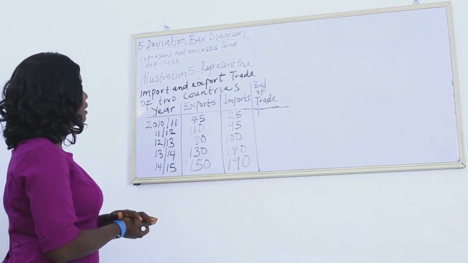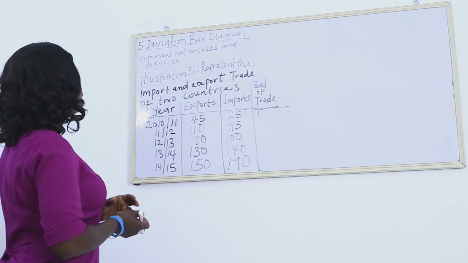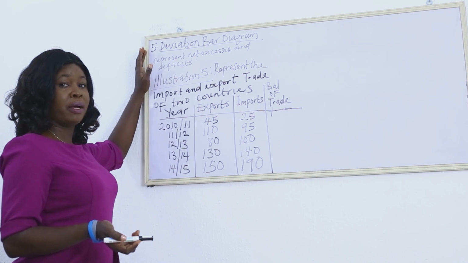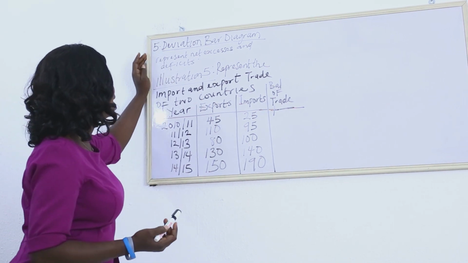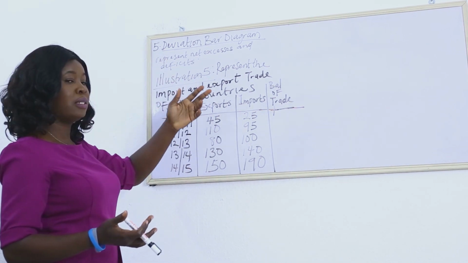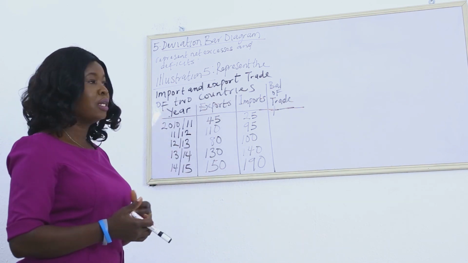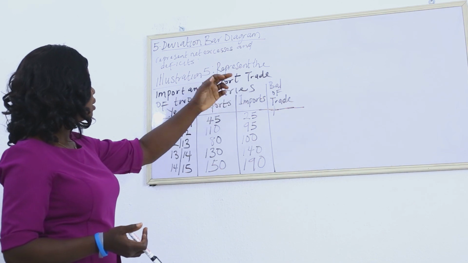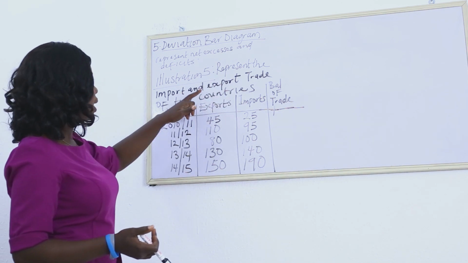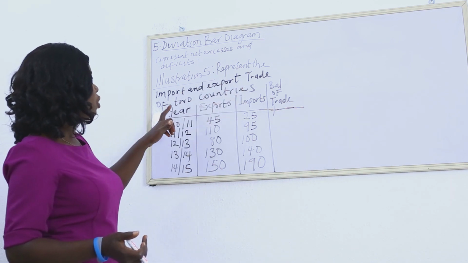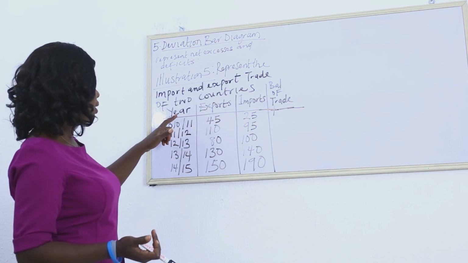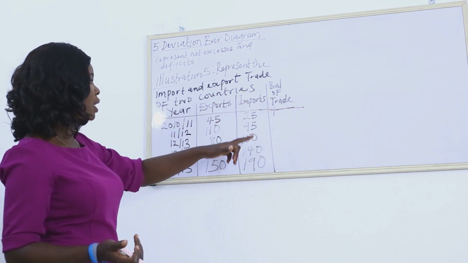So the next type of bar diagram we'll be looking at is the deviation bar diagrams. Deviation bar diagrams are usually used to represent net excesses and net deficits. This illustration just shows the import and export trade of two countries. And this is the year, exports and imports.